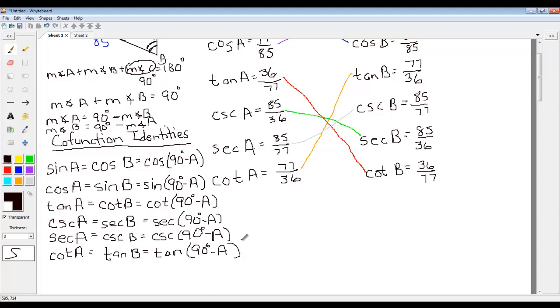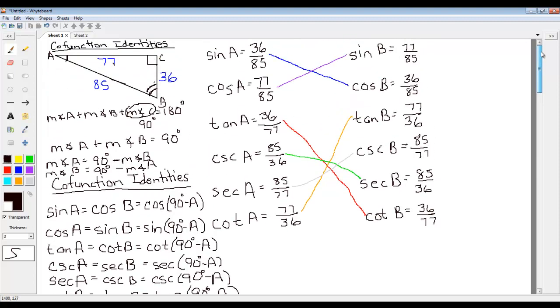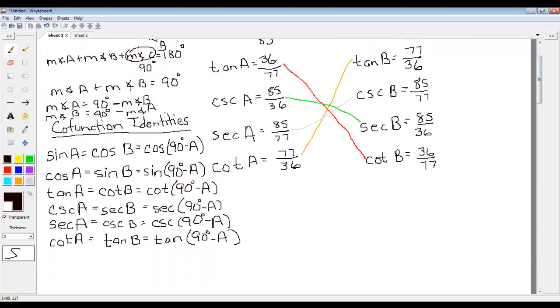And if you need to reverse that, if this is sine of B, that equals cosine of A, you could switch it back and forth. But basically what it's saying is that the sine of one angle is equal to the cosine of its complement. Because remember, two angles that add up to 90 degrees are complementary.